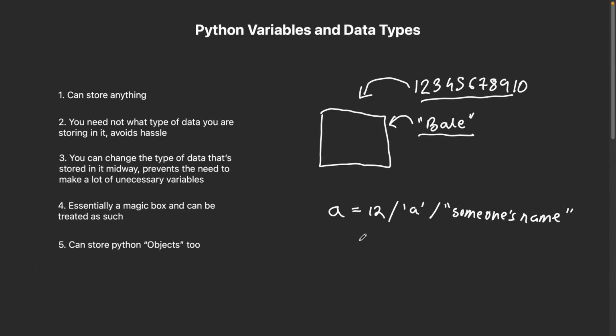You can even store what's called objects. We'll discuss objects in a later class, but just know that they are really big and not really easy to store into variables. But in Python, you can actually simply do it like A is equal to an object. This here will be an object. We'll talk about them later on. Let's see how it works in code.